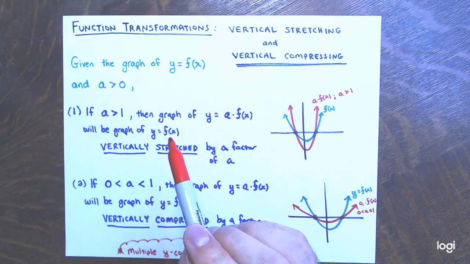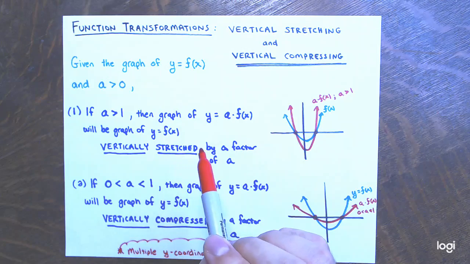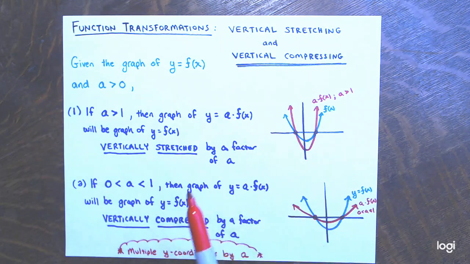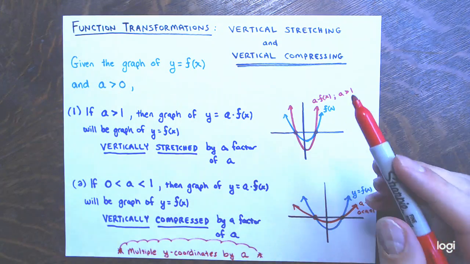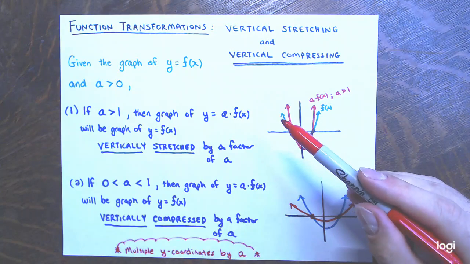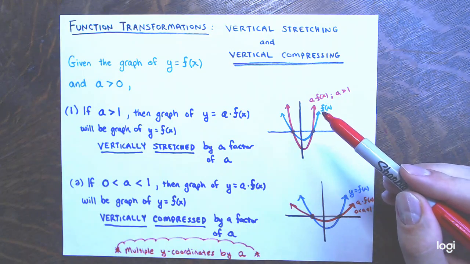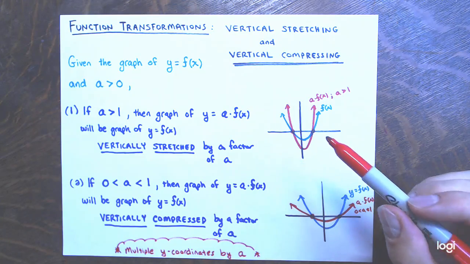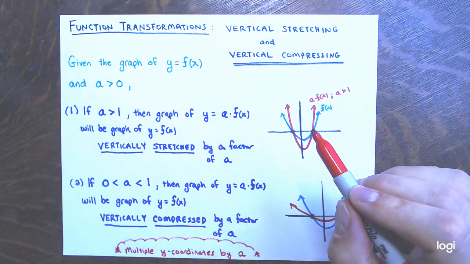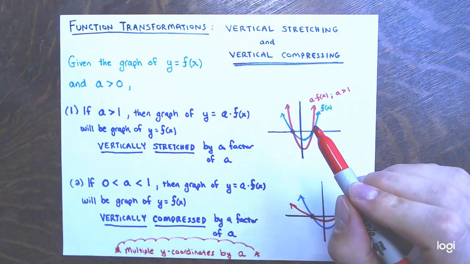It'll be the graph of the original vertically stretched by a factor of a. Really what you're doing, as I wrote down here, is multiplying all of the y coordinates of the original graph by a. In my example picture, the blue graph is f, the original. If I multiply all the y coordinates by 2 or by 3 or by 5, by some number bigger than 1, all the y coordinates of the blue will get larger.